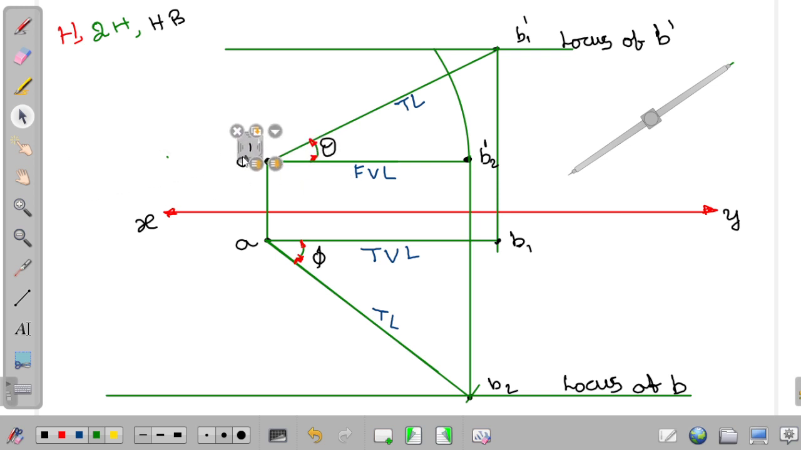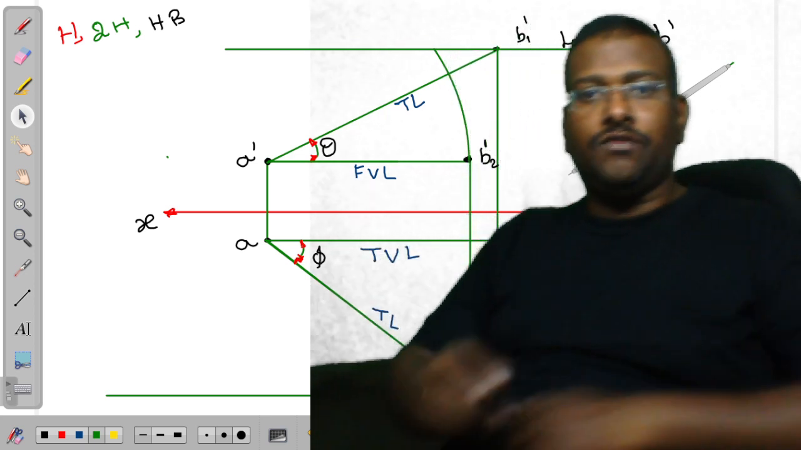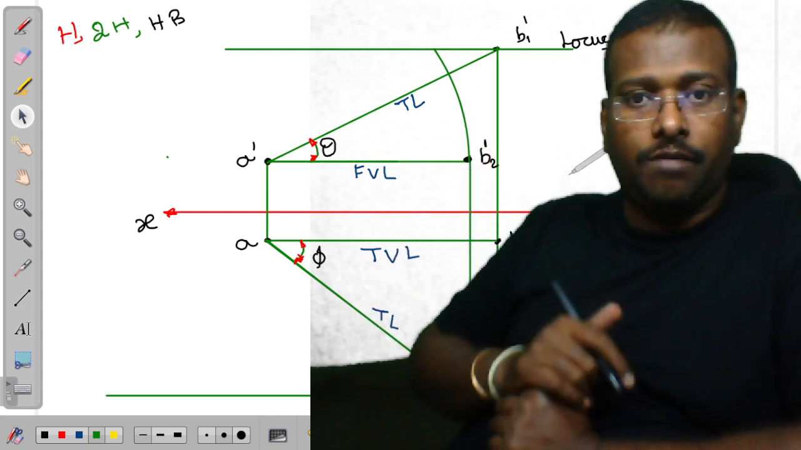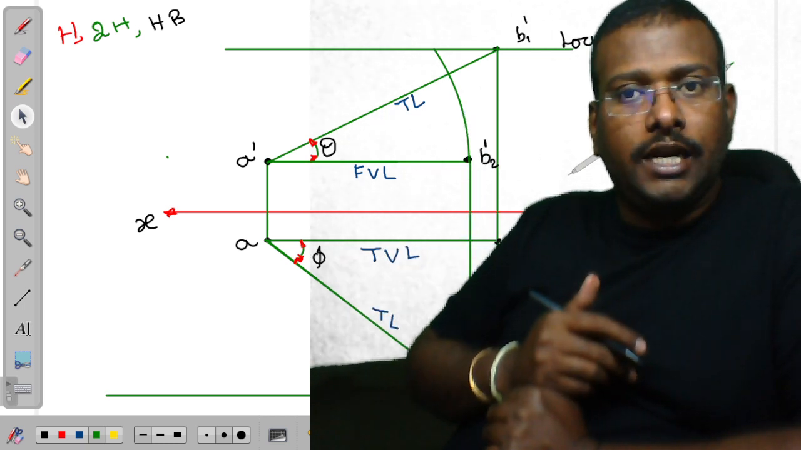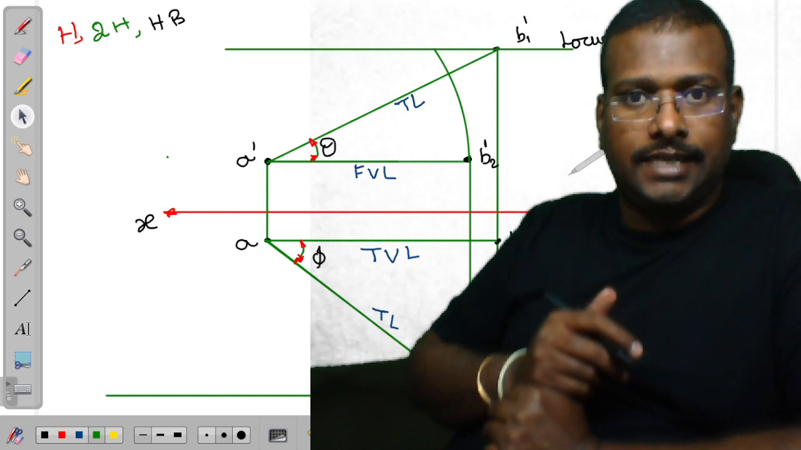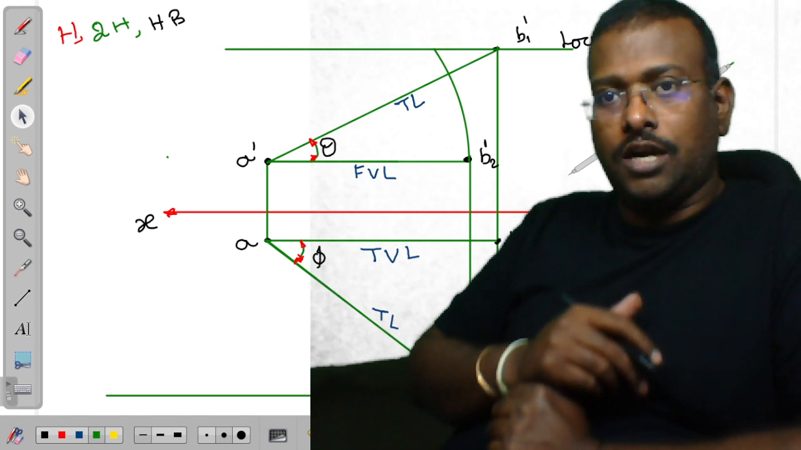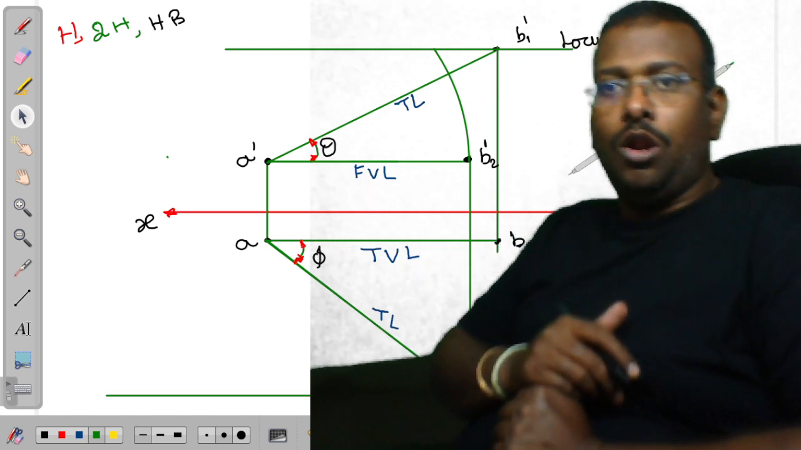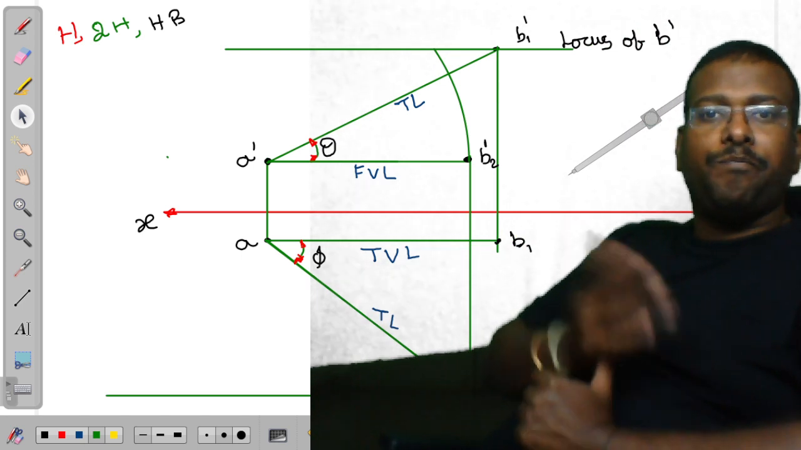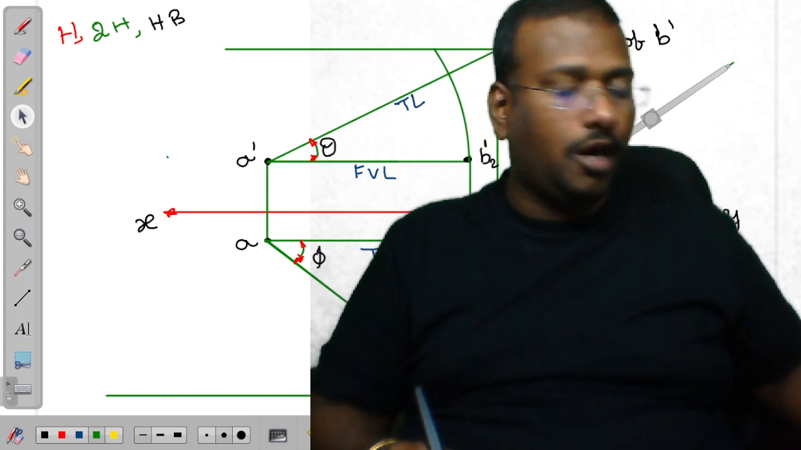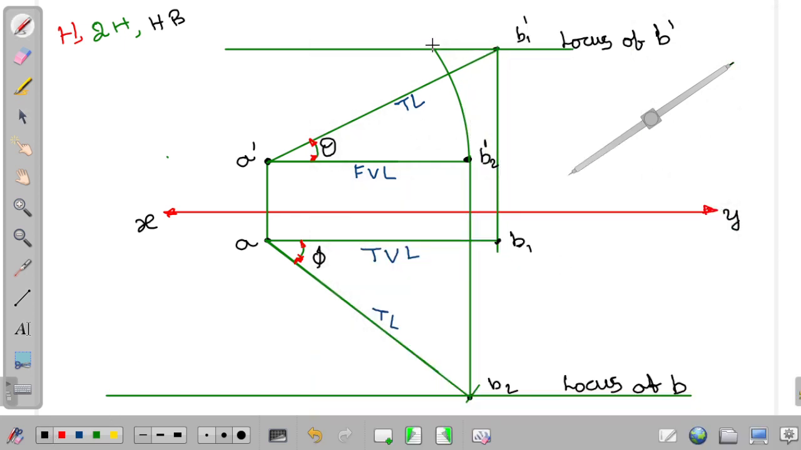This is A dash. So in the front view, the length of the line is A dash B2 dash, but B should not be at any position. It should be at the locus of B dash. How can we satisfy both conditions? Take A dash B2 dash as radius, A dash as center. Draw the arc up to the locus of B dash to get the final point of B. So now this particular point will become B dash.